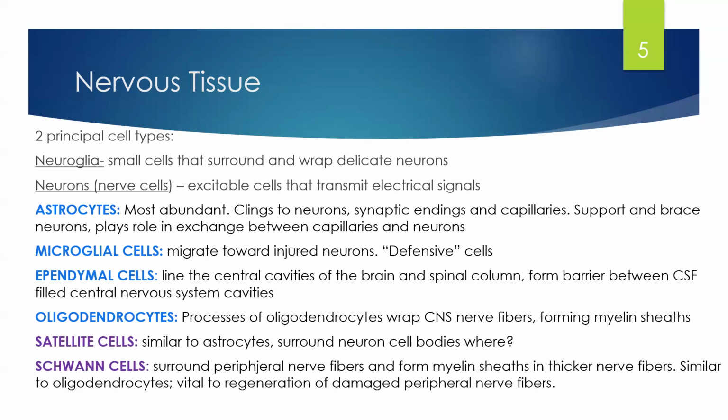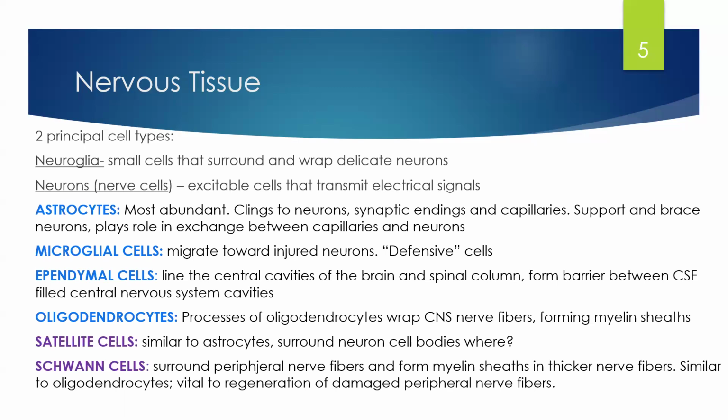The next one are the microglial cells. These migrate toward injured neurons, and these are described as the defensive cells. These are also the phagocytes. Again, CNS, the ependymal cells line the cavities of the brain and spinal column and then form a barrier between CSF-filled central nervous system cavities.